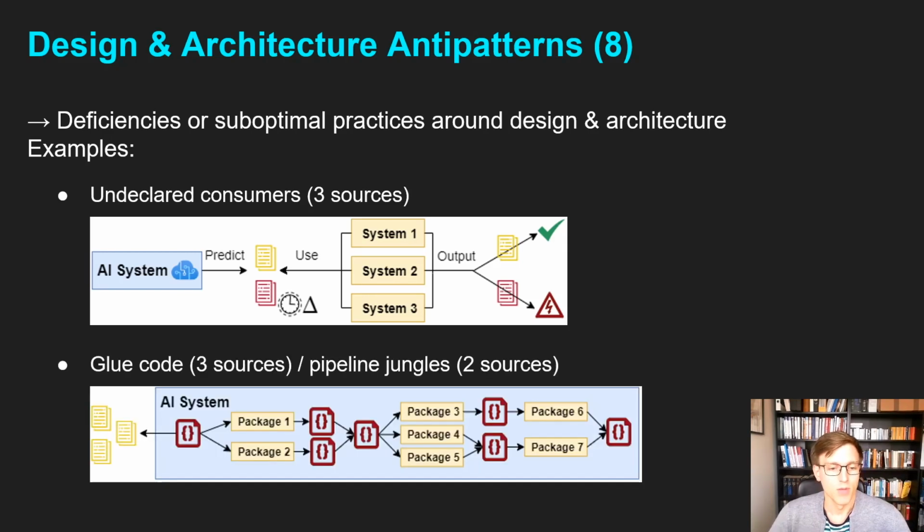A second example would be glue code, which refers to the state where a system is composed mostly of general purpose packages that are stitched together by custom-written code, for example, for loading and transforming data. On an architectural level, this can be described as pipeline jungles. And in both cases, we may have messy interconnections and dependencies that make it hard to keep an overview of the system.